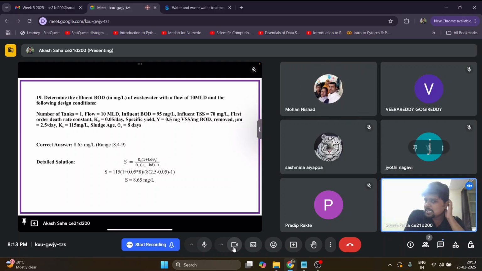If theta c is not given, there are several other formulas. There is one more question where they have done the material balance of the completely mixed aeration basin, and we are finding theta c based on some other parameters.